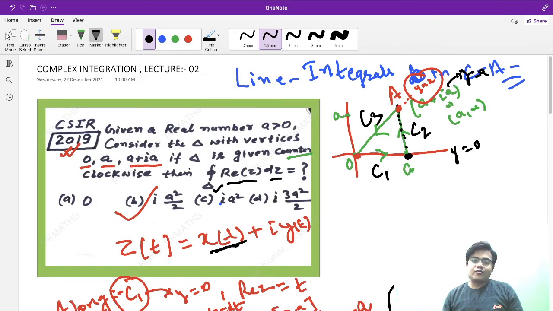And certainly we will discuss some more interesting line integrals, and after that I will introduce you to the contour and some more integrations, and thereafter we'll start Cauchy's theorem, Cauchy's integral formula. Okay, Cauchy's integral formula for higher derivatives and everything.